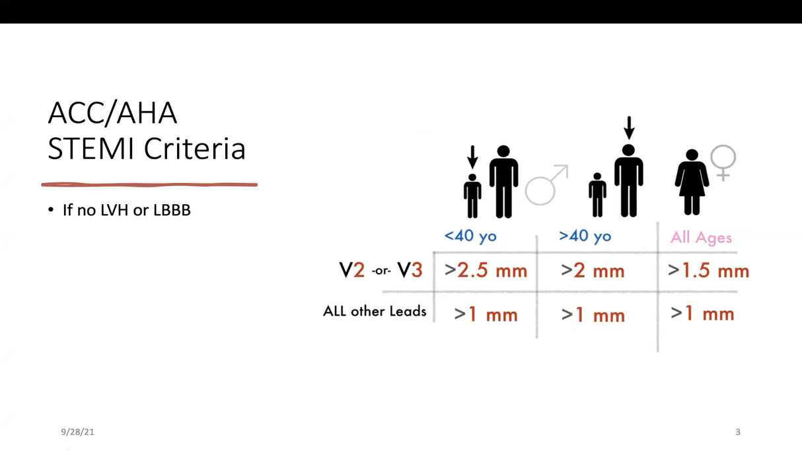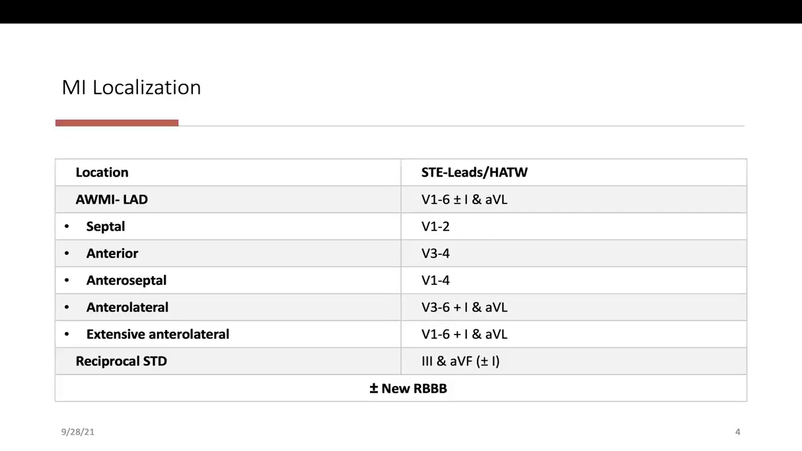And in males less than 40, the criteria is more than 2.5, in males more than 40, it is 2, and in females, in general, it's 1.5 millimeters.